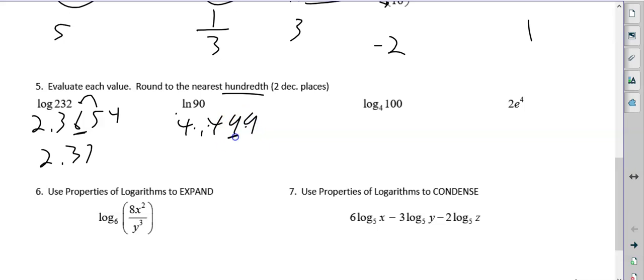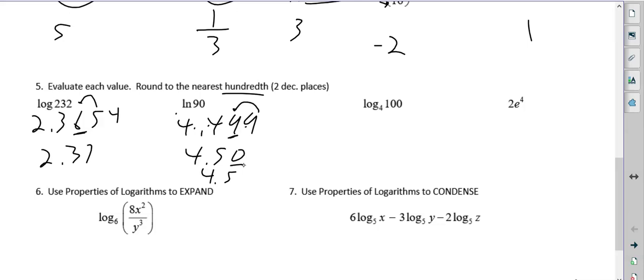4.499. Again, this tells us to round up. So that rounds it up to 4.50. If you put 4.5, that's fine. But the 0 shows me that you knew you rounded to the hundredth spot. So that's the best answer, but 4.5 is mathematically correct.